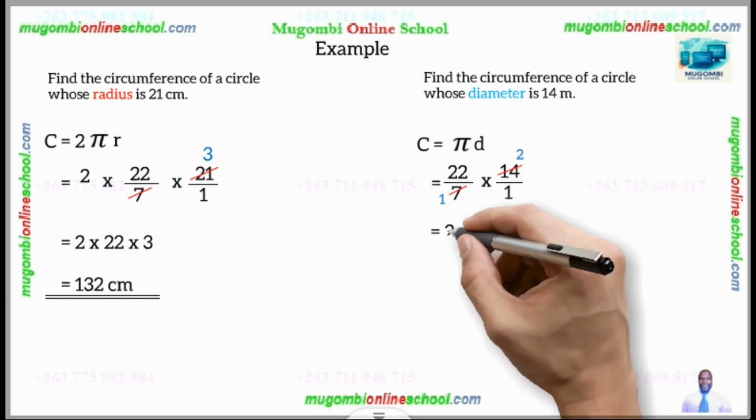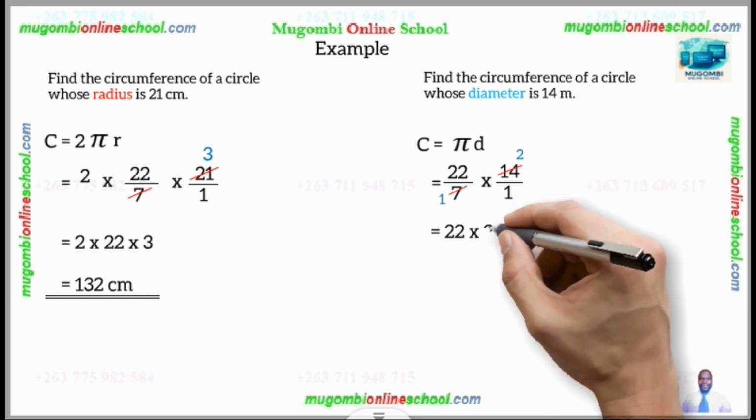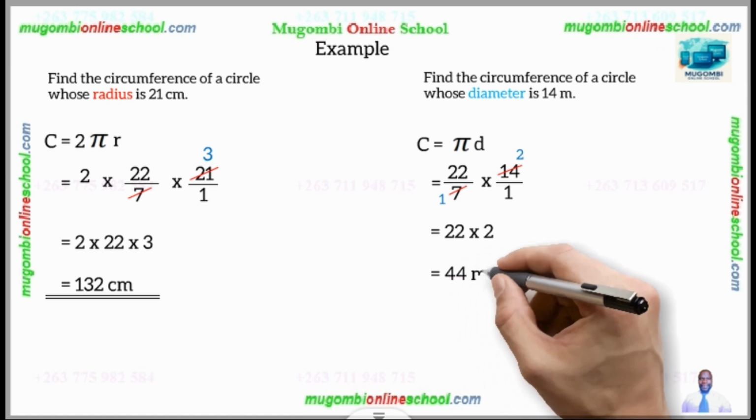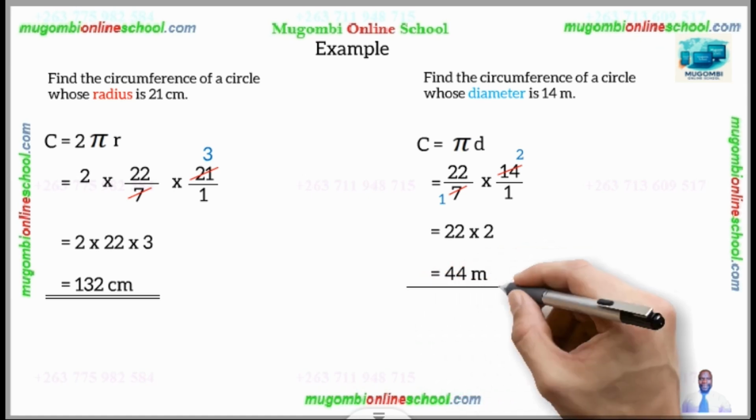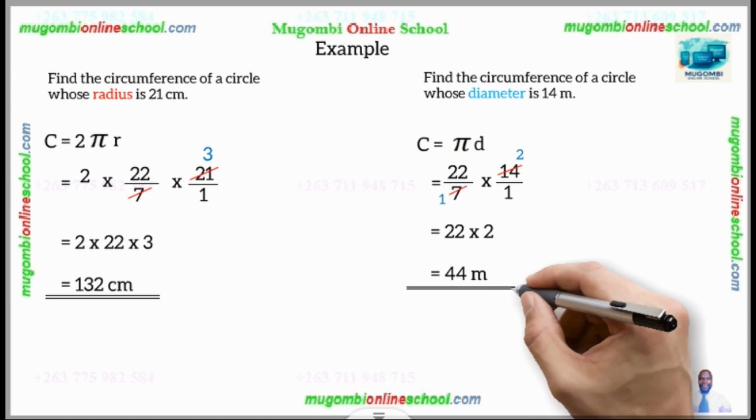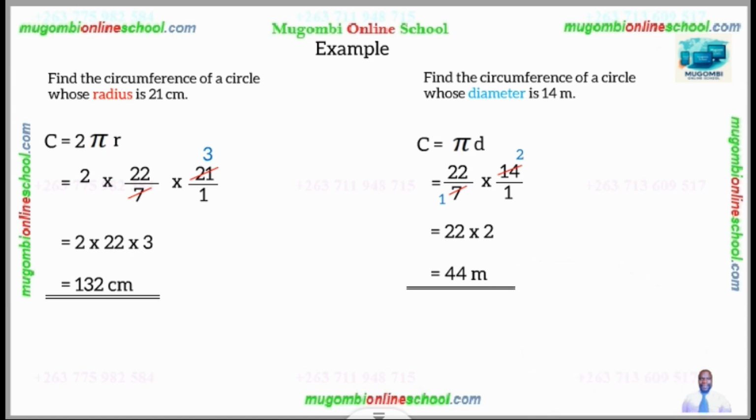Therefore, our value becomes 22 times 2, which gives us 44 meters. That is the circumference of this circle with the diameter 14 meters.